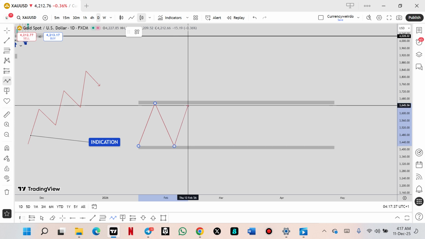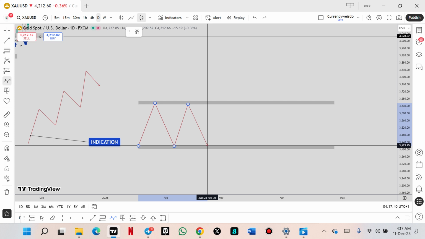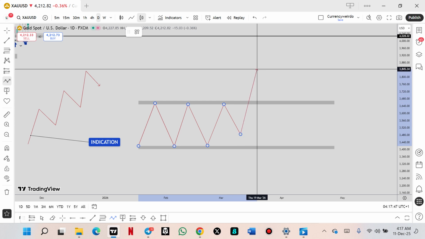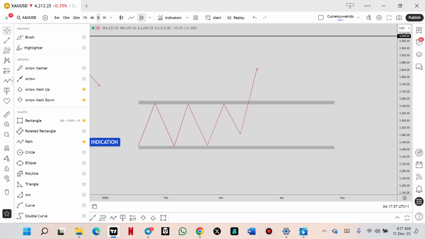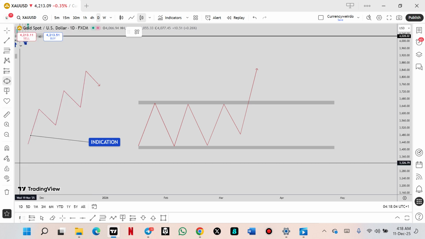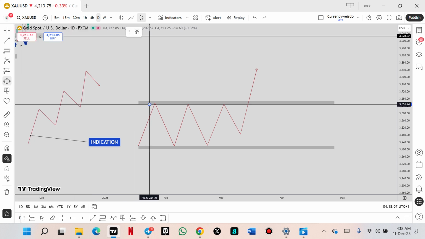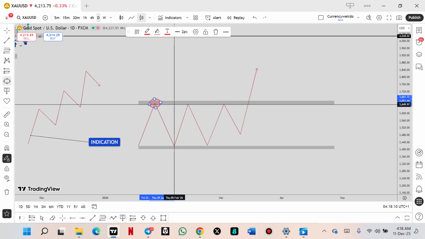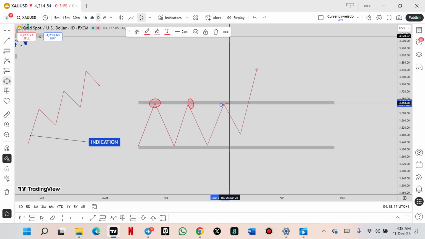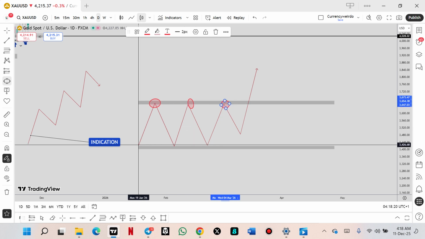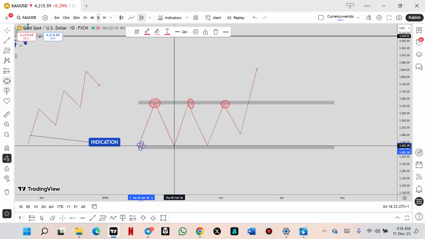Excuse me, guys. So let's just say this is like a range, consolidation, sideways movement. Let's put something like this, and then boom. So what we have here, let me mark all these areas. These areas that I'm marking currently. Hold on, guys, I will explain.